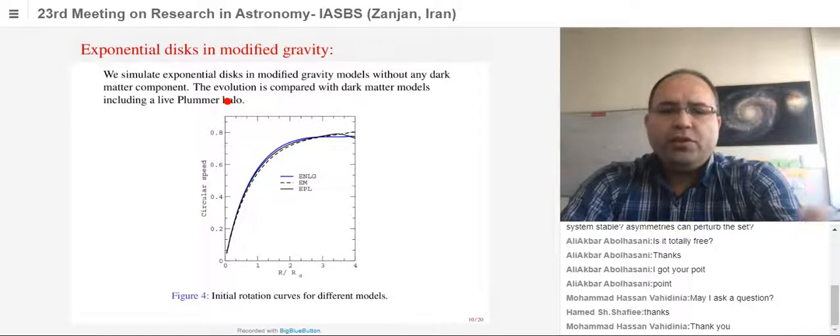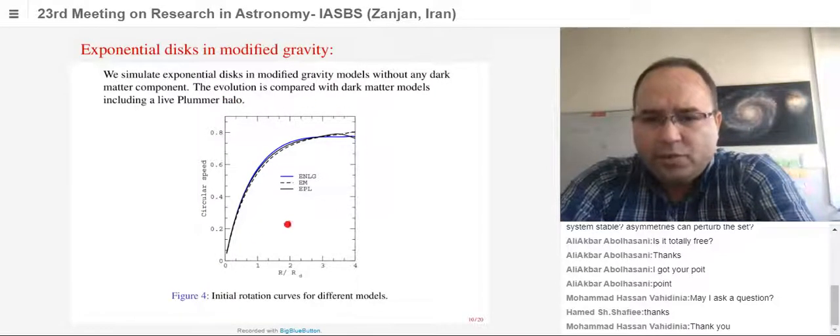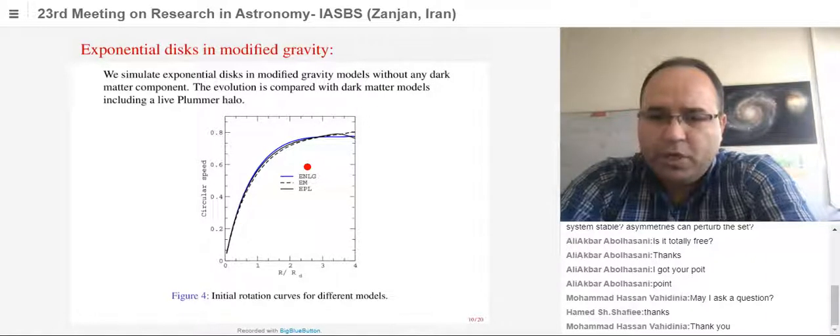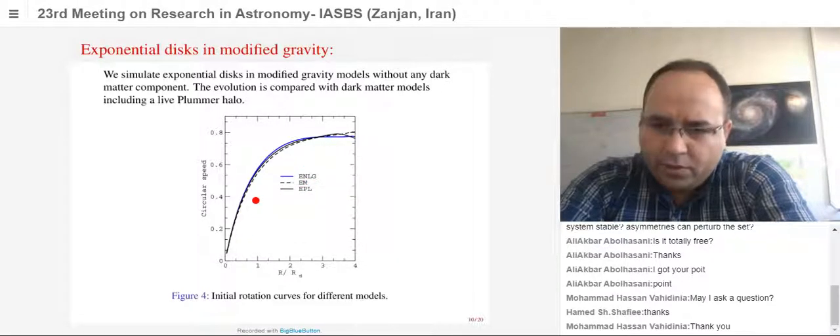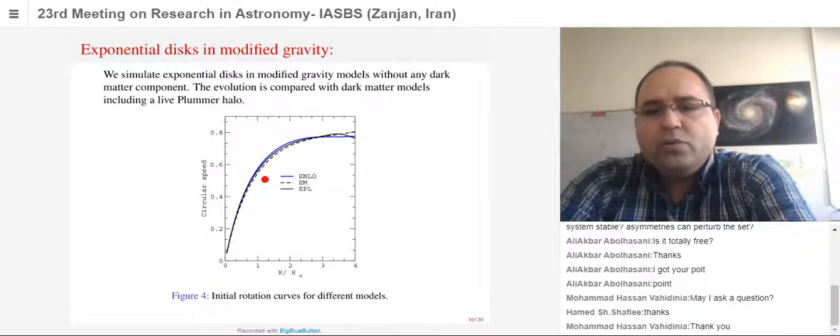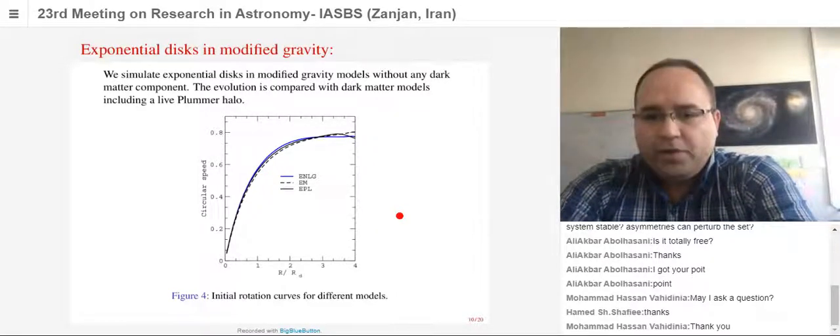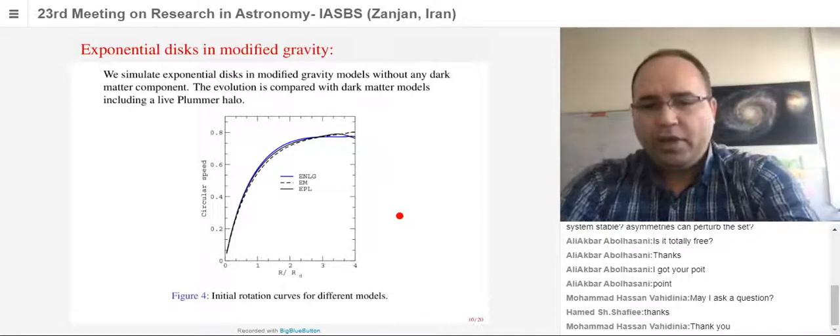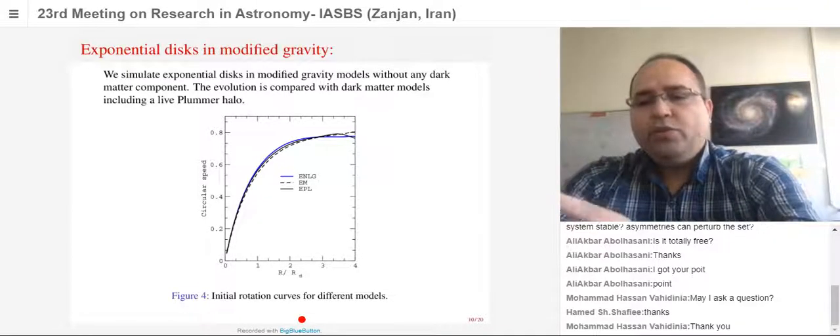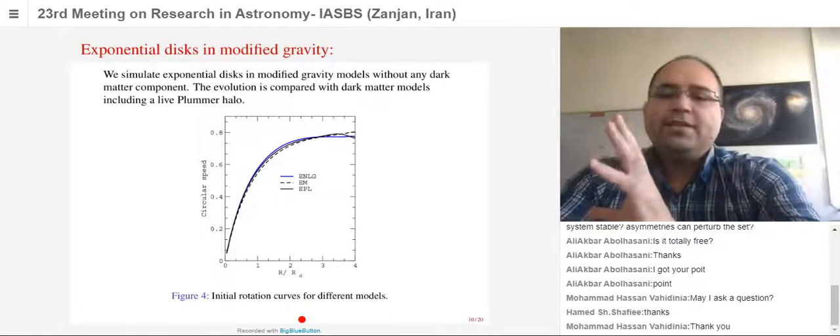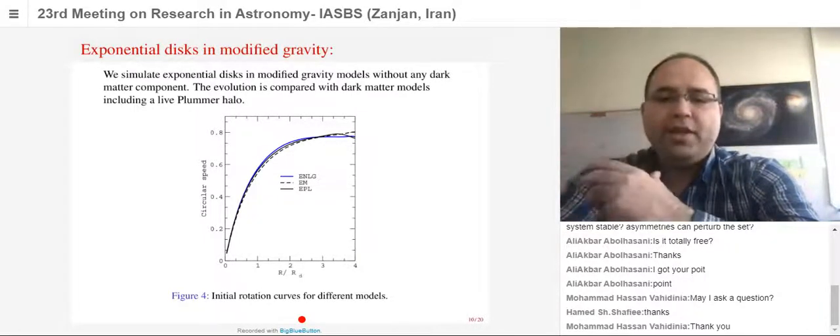So here, for exponential disks in modified gravity, this plot shows the initial rotation curve. This blue curve belongs to non-local gravity, this dashed curve belongs to MOG, and the solid black curve belongs to the dark matter halo, in which we have a Plummer live halo. By live, I mean we have a halo made of particles. It can be rigid, but to see the dynamical friction impact, we need to use live halos constructed with particles. I forgot to say that we use typical values similar to real galaxies for all the parameters: the length scales, smoothing parameter, masses, and everything.